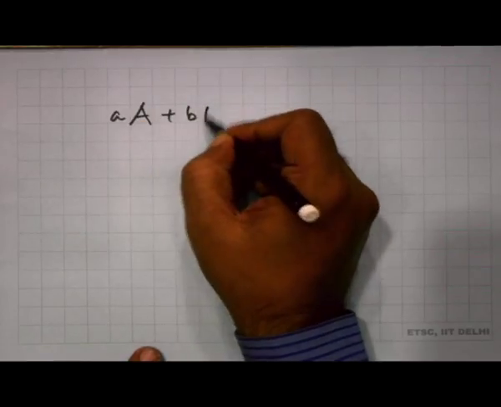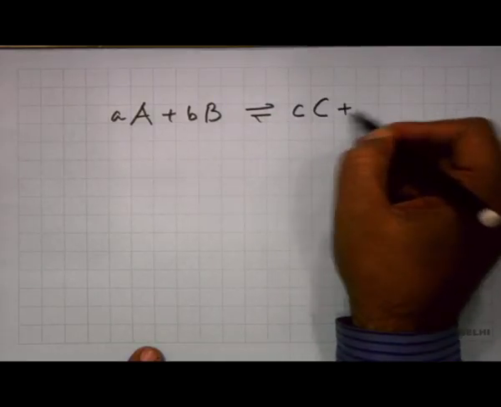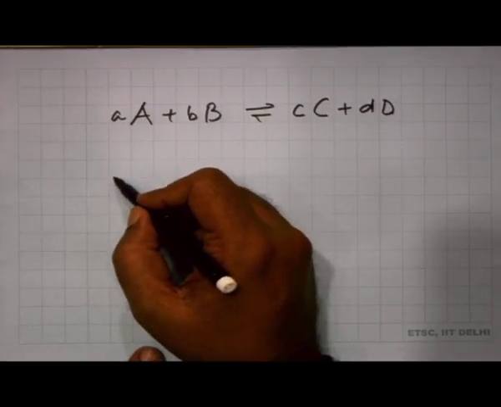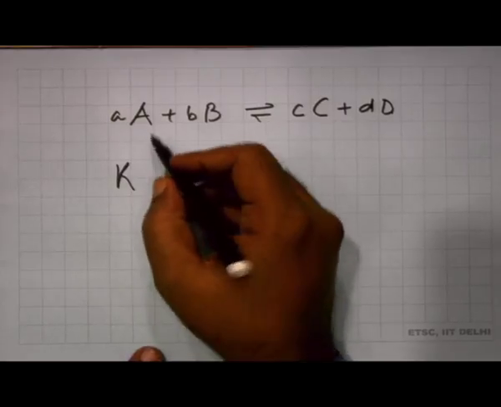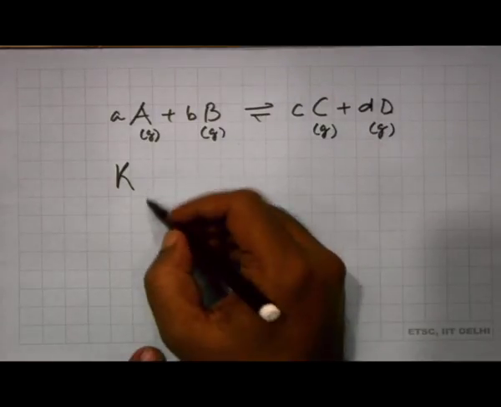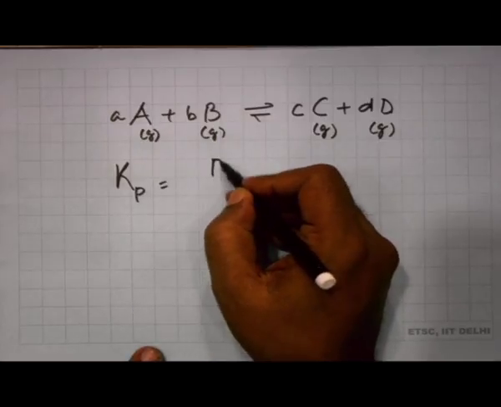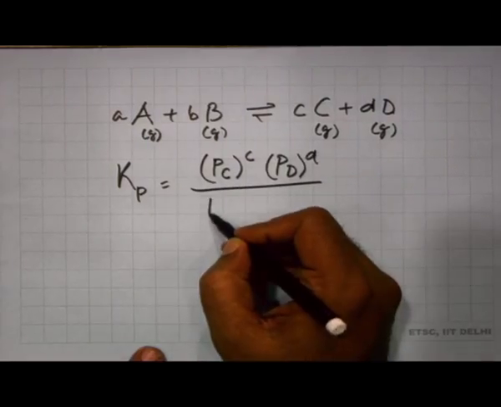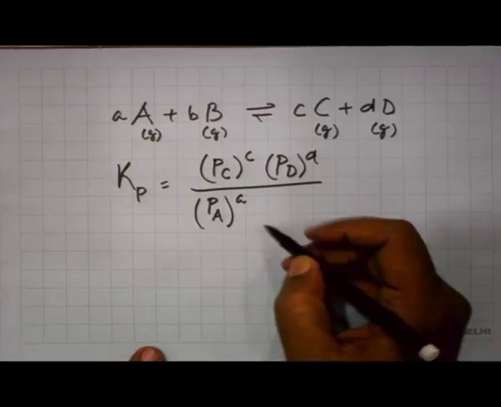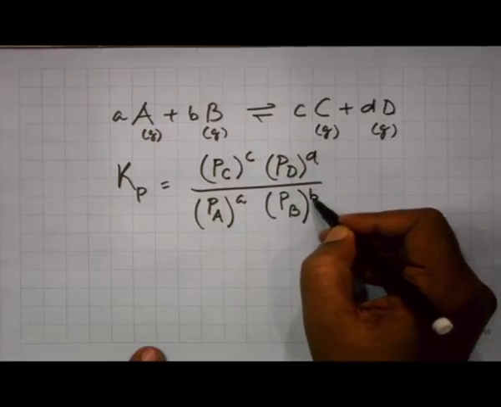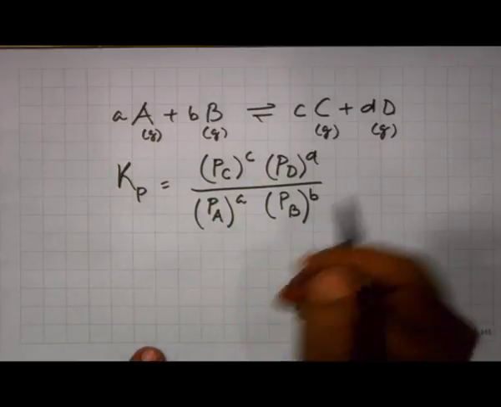Now, you can take any reaction: a mole of A plus b mole of B giving you c mole of C plus d mole of D. In this case, what will happen? Suppose all are in gaseous form. So, Kp will be the partial pressure of C to the power c, partial pressure of D to the power d, divided by partial pressure of A to the power a, partial pressure of B to the power b.